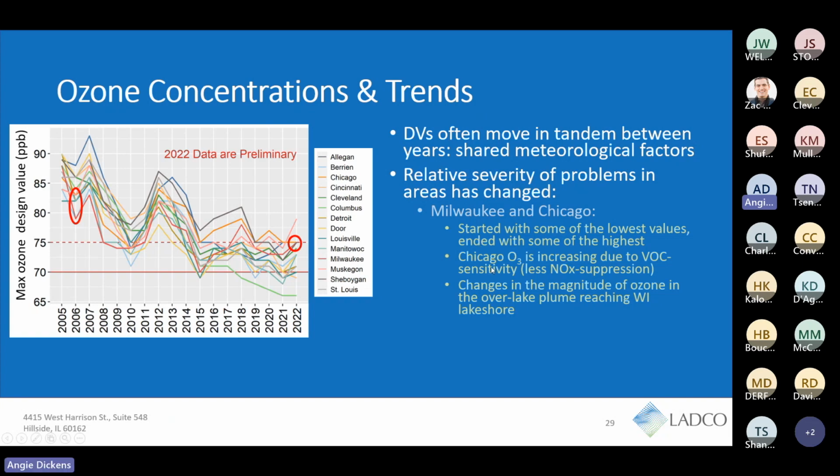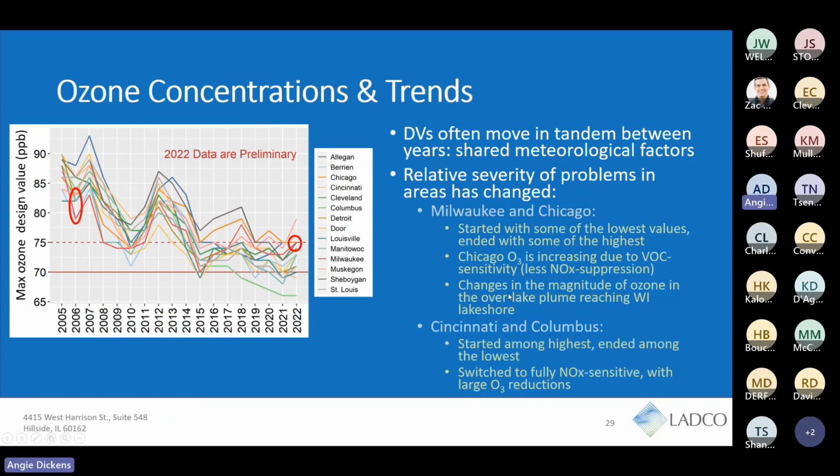And that's partly because we know Chicago is shifting from strongly VOC sensitive, with NOx suppression, towards less NOx suppression, less VOC sensitivity, more towards transitional. Milwaukee has made that transition as well, so that's part of the issue. There's also things going on with the overlake plume that's reaching Wisconsin.